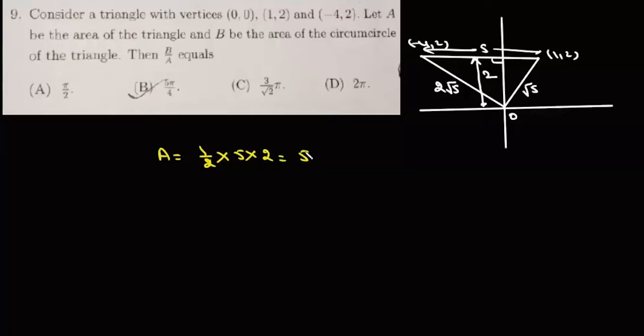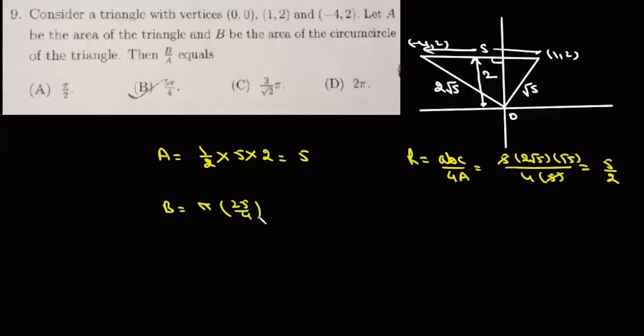So the value of A is 5 and B is the area of the circumcircle. Now we know that the radius of the circumcircle is abc upon 4 delta, and delta in this case is A. So this is 5 times 2 root 5 times root 5 over 4, and A here is 5. So this 5 and 5 will cancel. So this R will be 5 by 2. Area of this circumcircle will be pi r square, and that will be 25 pi by 4. Now it is asked for the value of B by A. So 25 pi upon 4 divided by 5. So that will be 5 pi by 4, and that's your option B.